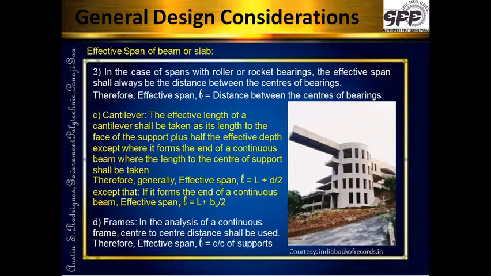Now look at the other conditions. In the case of spans with roller or rocker bearings, where do we find roller and rocker bearings? Normally roller and rocker bearings are provided for simply supported bridge decks. In that case the effective span shall always be the distance between such bearings, the center to center distance between the bearings.